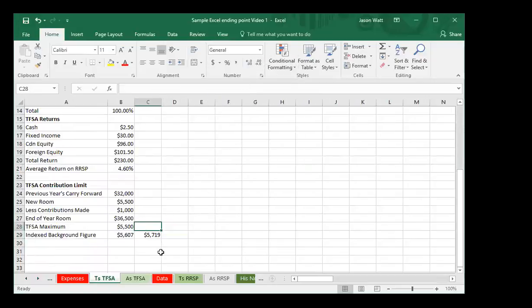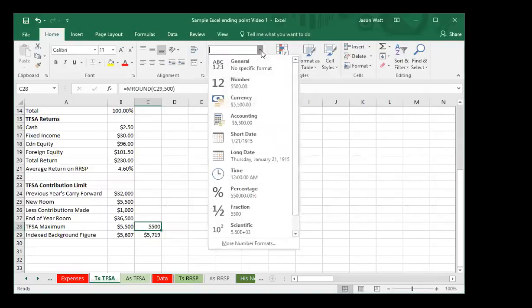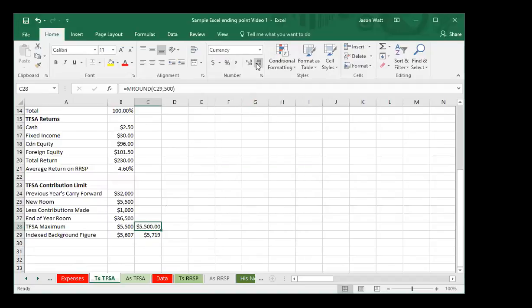What really happens then is the actual TFSA maximum is based on that figure to the nearest $500. This is where we're going to use what's called MROUND. And that's a function that Excel has where it'll round something to the nearest of a given dollar amount. So I want to round this value down here to the nearest 500. And what will happen then, Excel will take care of me. And you can kind of watch your TFSA limit grow that way.